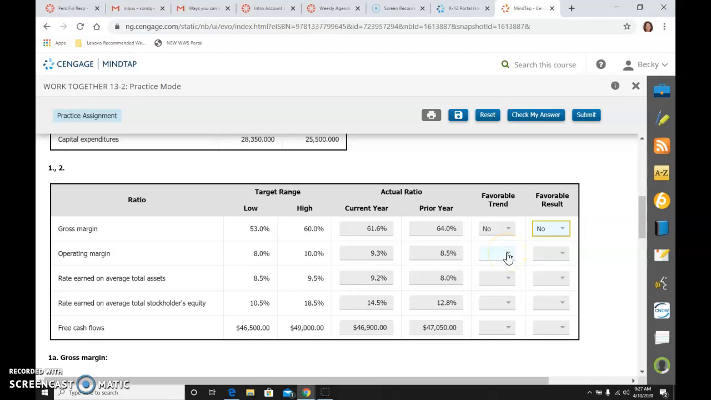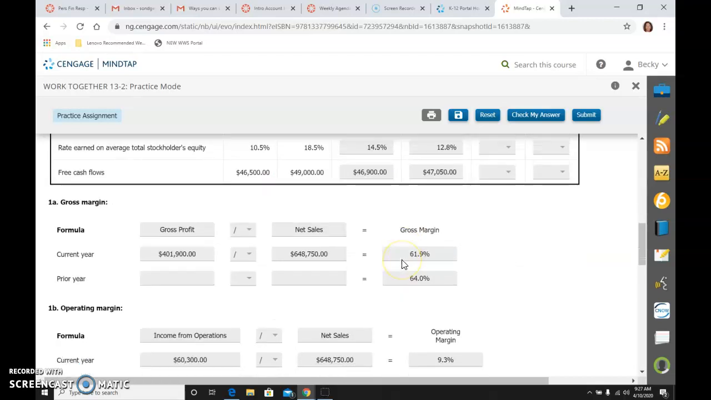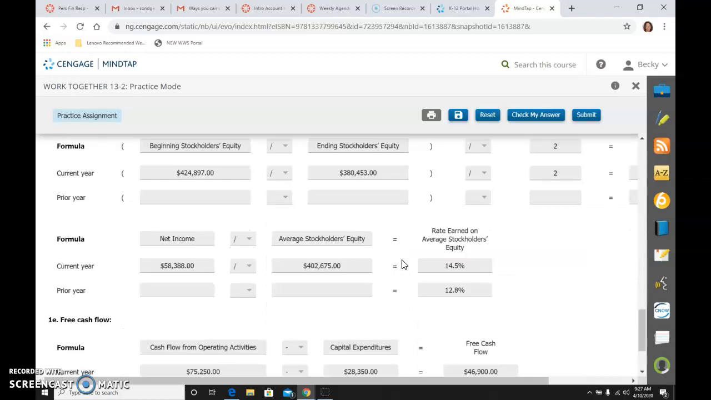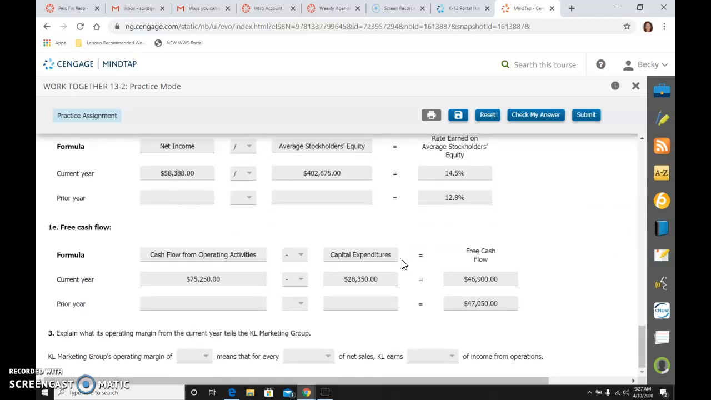The operating margin is going up, which is a good thing. Is it within our target? It sure is. 9.3 is in there. And while I'm on this one, because it's 9.3% on operating margin, let's go down and do the third part of the question.